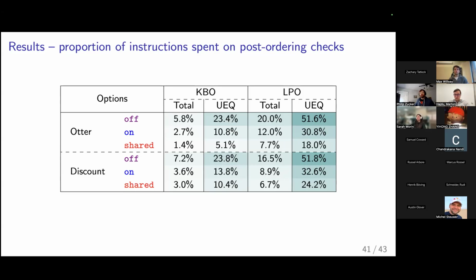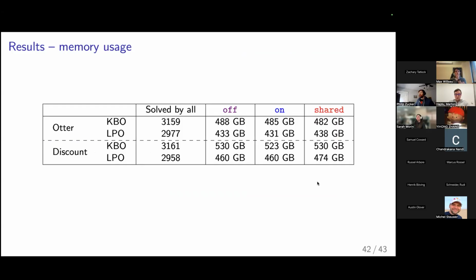So this is really good, I think. For example, in APO, in the unit equational fragment, we went from doing post-ordering checks most of the time to doing them less than a quarter of the time. And we also looked at the memory, if it uses more memory or significantly more memory, and this turned out to be not the case.